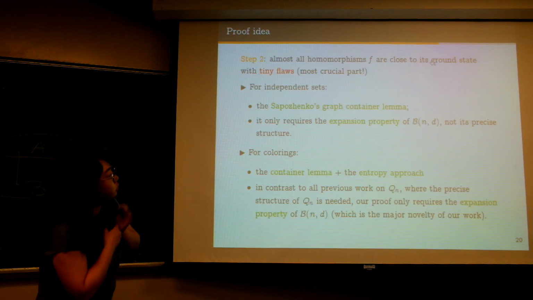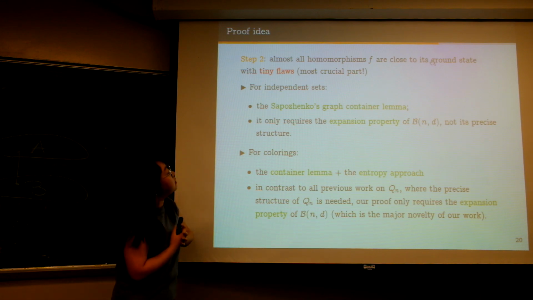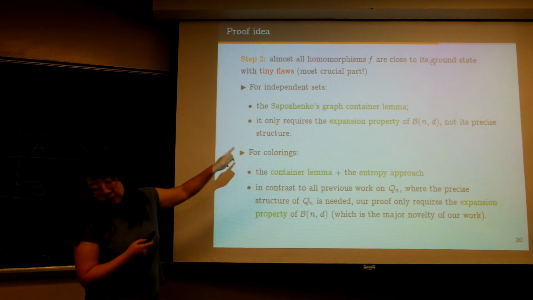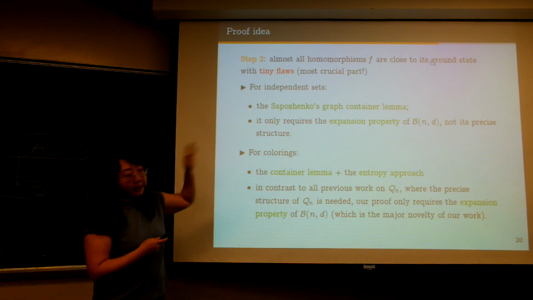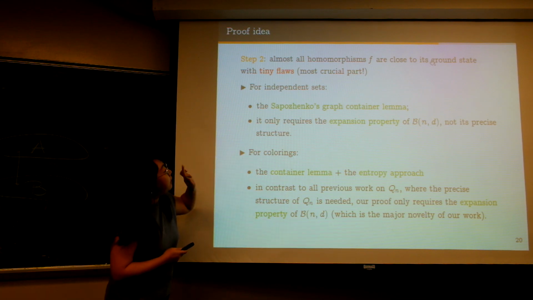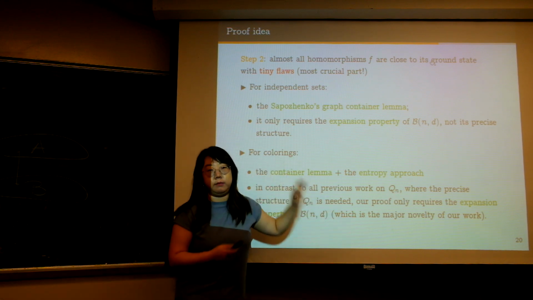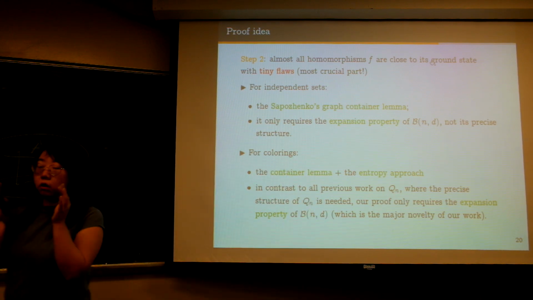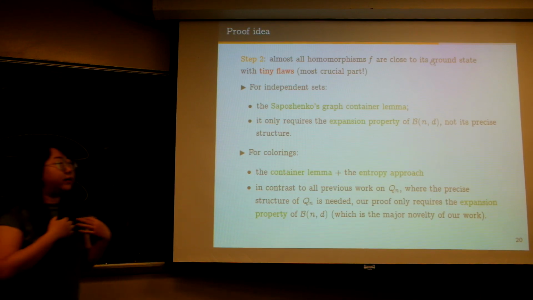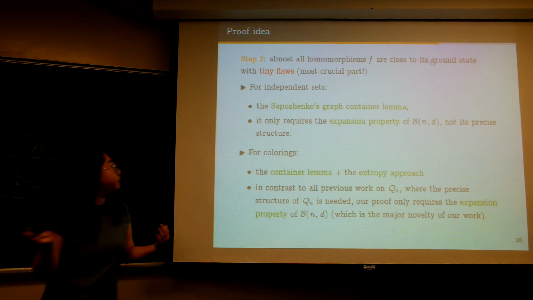For step 2, which is showing almost all the homomorphisms are close to their ground state, for independent sets, here we're going to use the graph container lemma by Sapozhenko. So actually all the papers have to use the graph container lemma. And the second point I want to highlight is that this step actually only requires the expansion property of the middle two layers. So I only need to know what the size of the neighborhood is. I don't really care about the precise structure. So it does not matter whether it's a hypercube or the middle two layers, and even more graphs.